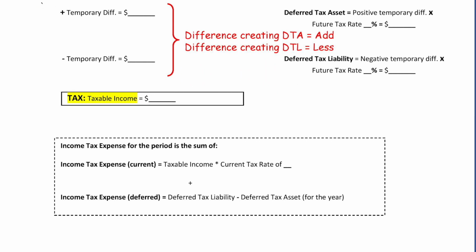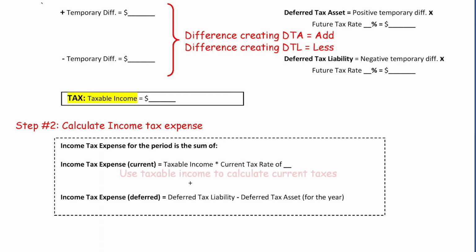Then the second step, step 2, calculate income tax expense. So income tax expense for the period is the sum of your income tax expense current plus income tax expense deferred. Now first looking at the income tax expense current, that's the taxable income on your tax returns into the current tax rate. So guys, right, use taxable income on your tax books to calculate current taxes.